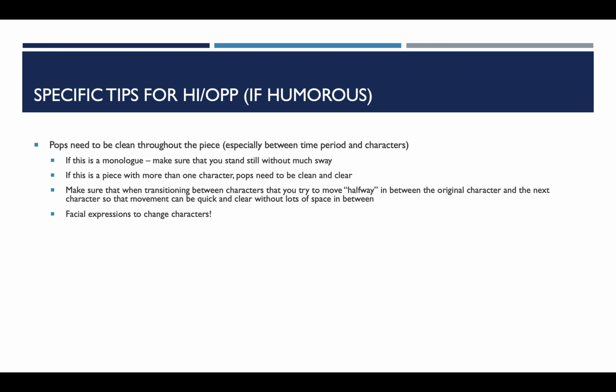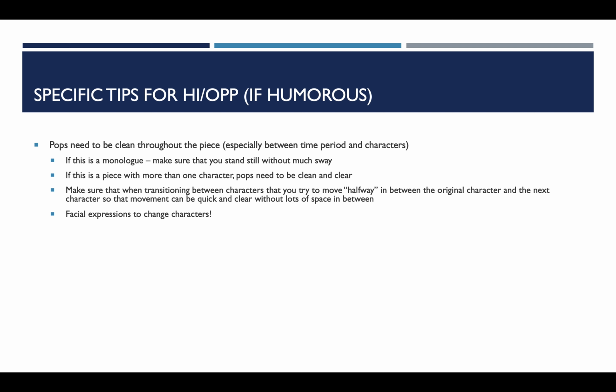However, if this is a piece with more than one character, your pops need to be super clean and super clear. Again, with HI, if you have a bunch of characters, like 3 or more, 4 or more, judges will have a very hard time trying to keep track of all of them. The easiest thing that you can do for yourself and do for the judge is make sure that those characters are super clear, that each character has a separate posture, a separate accent, a separate sort of body position, different sorts of facial expressions, so that we can distinguish character A from character B.